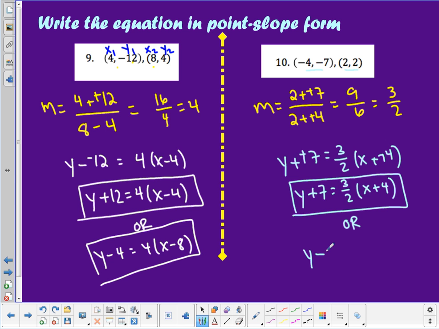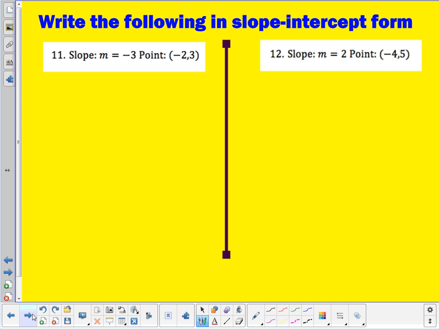So I'd have y minus 2, which is the y value, is equal to 3 halves times x minus 2, which is the x value. So both options work, both give you a point slope form. All right, so now let's go between the two.